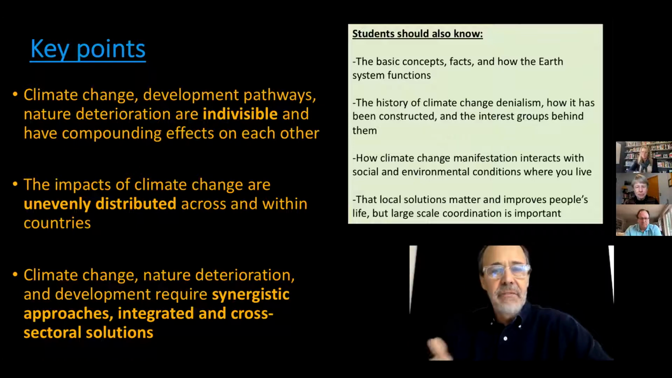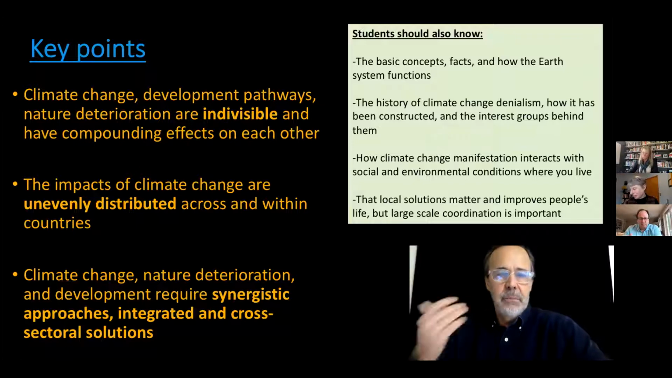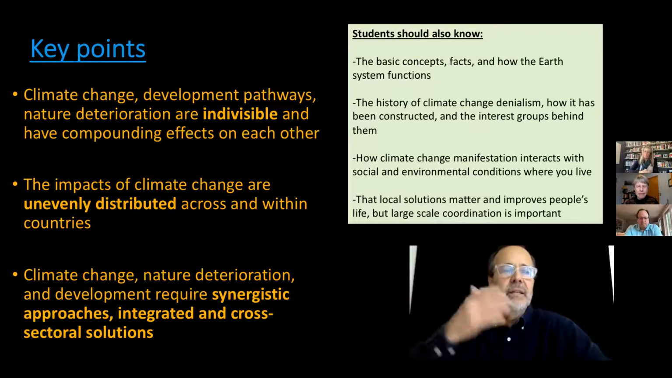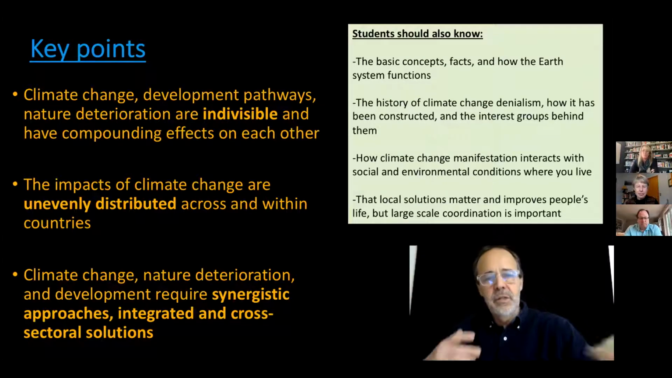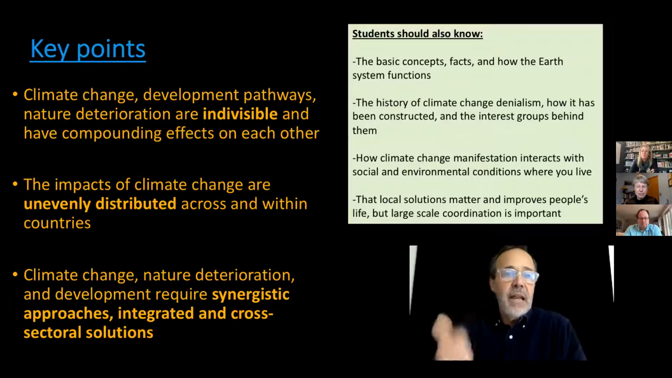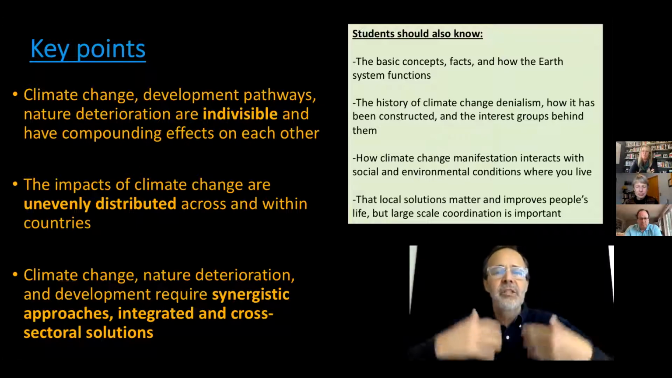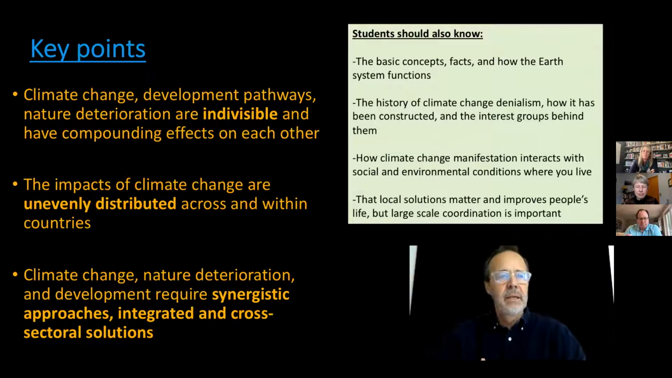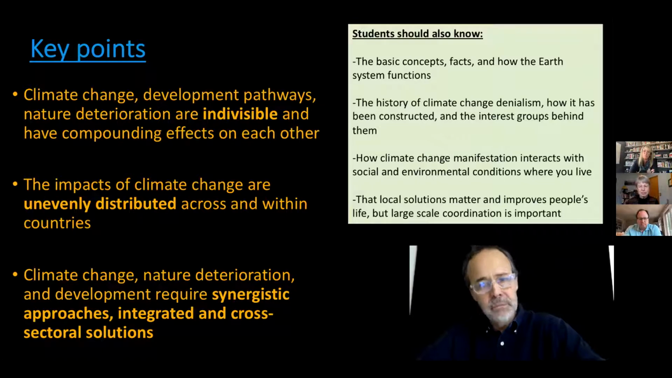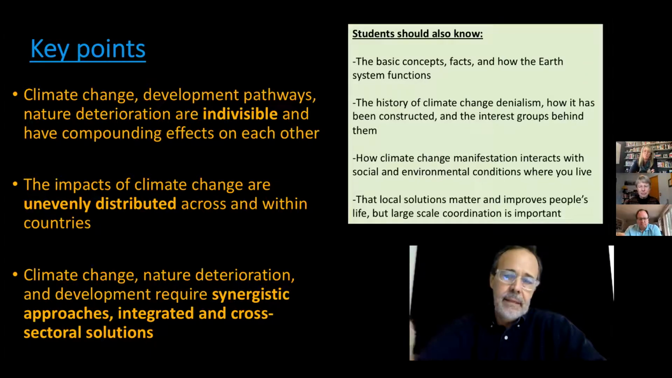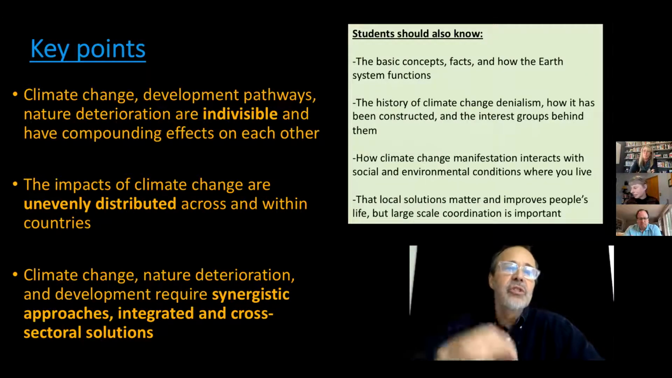The basics and the facts of climate change, because that is an important aspect of debating and discussing it, given that there's so much fake news and so many conspiracy issues about it. The history of climate denialism is a really important thing for us to know, because it affects many other aspects of our lives, not only climate. The same strategy for denial that is used in climate is used for other issues that affect us differently. And the point that climate change interacts with other aspects, and that local solutions matter a lot.